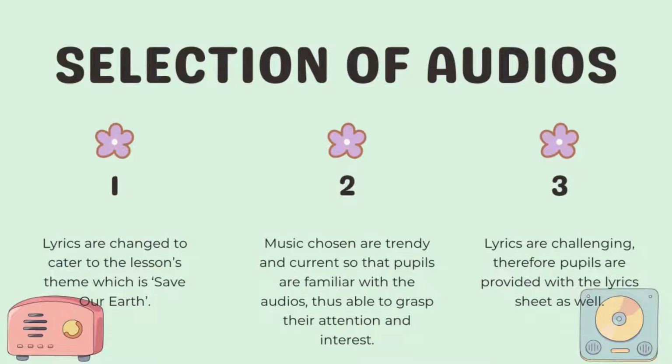Moving on to the selection of the audios. This strategy encompasses 5 audios. How did we go about it? Firstly, the lyrics are changed to cater to the lesson's theme, which is Save Our Earth. Secondly, the music chosen are trendy and current so that pupils are familiar with the audios, thus able to grasp their attention and interest. Thirdly, lyrics are challenging, therefore pupils are provided with the lyrics sheet as well.